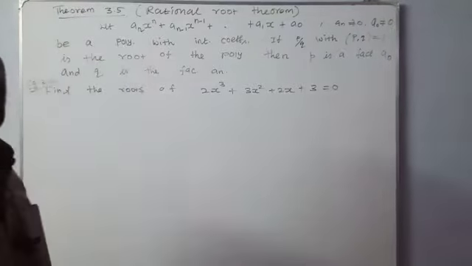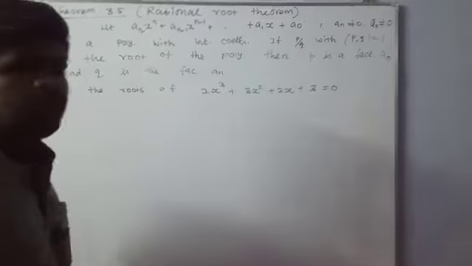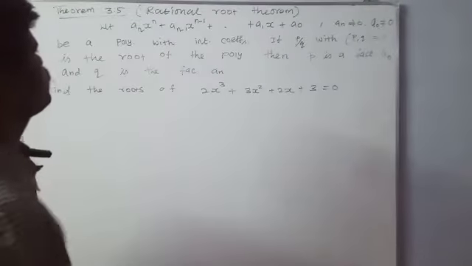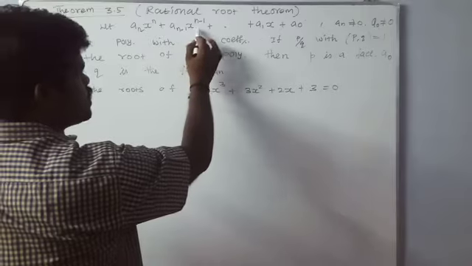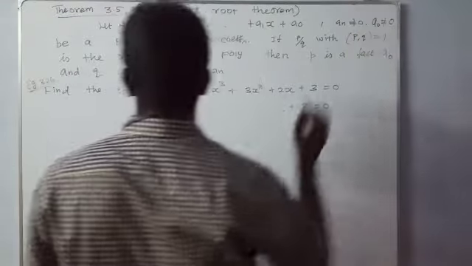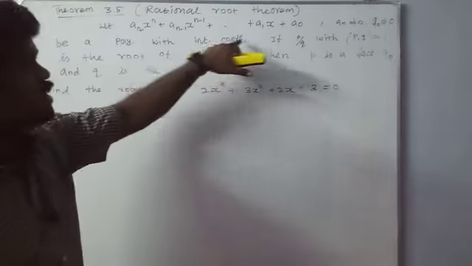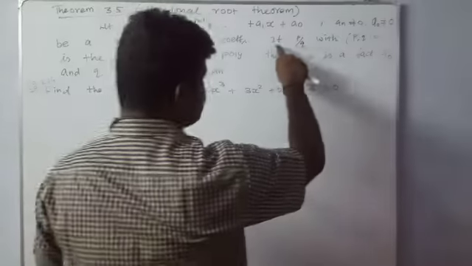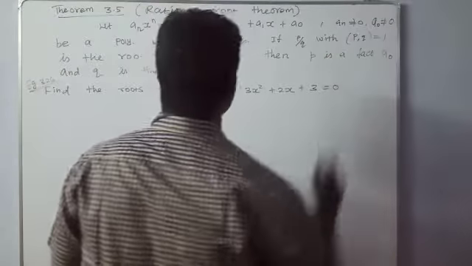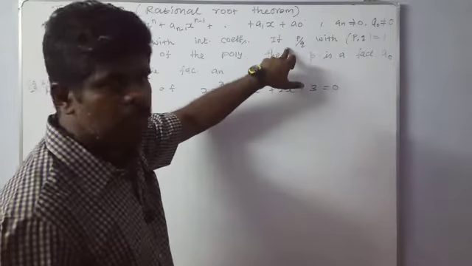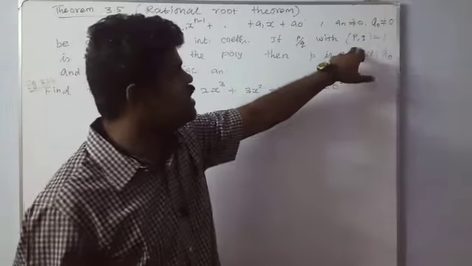Now theorem 3.5, the rational root theorem. This theorem has no proof, so we only use the statement. Let a n x power n plus a n minus 1 x power n minus 1 and so on, plus a1 x plus a0 be a polynomial, with a n not equal to 0 and a0 not equal to 0, with integer coefficients. That is, a n minus 1, ..., a1, a0 are integers. If p by q, with p comma q equal to 1, meaning the common divisor of p and q is 1.